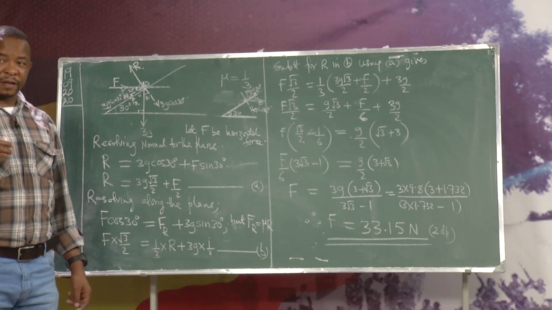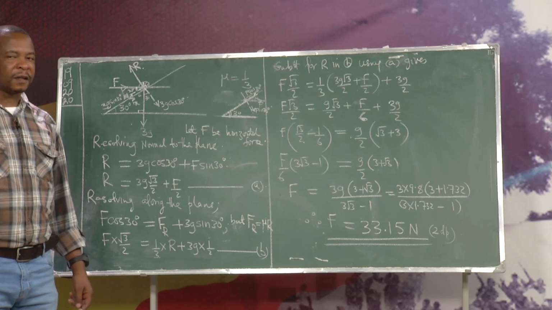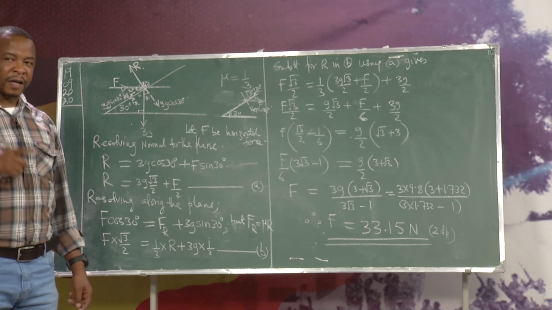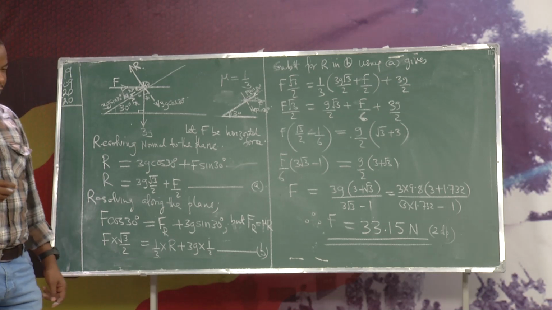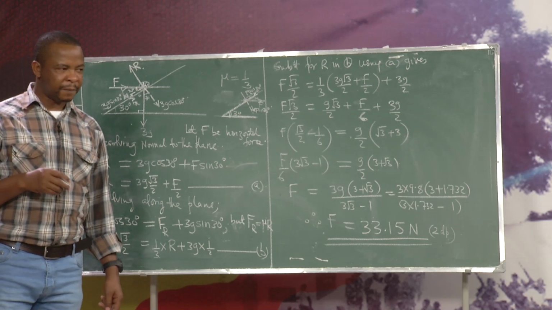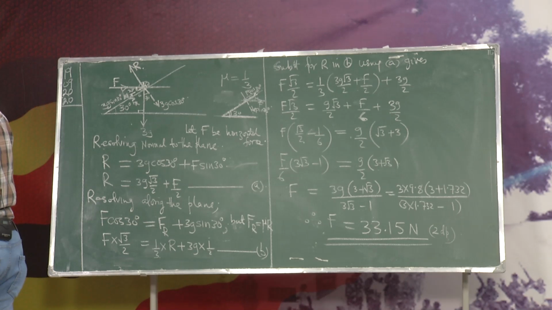Remember, whenever they say the particle is being pushed up, friction must act in the opposite direction. And if they say the particle is sliding down, it means friction is acting in the opposite direction, as per the definition we agreed on at the very start of this topic. A few minutes for you to capture that, and we progress to our next number.